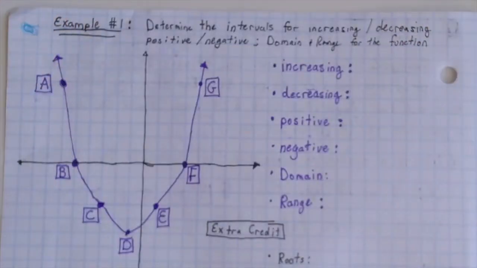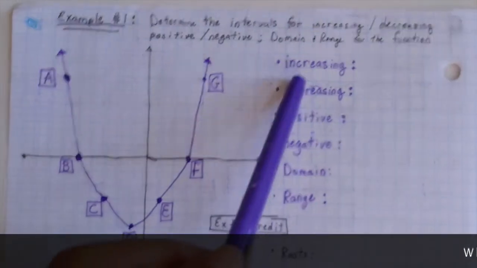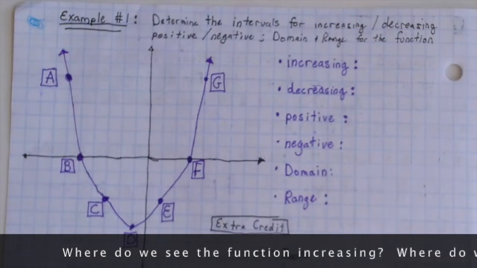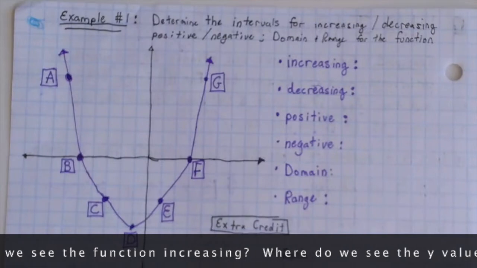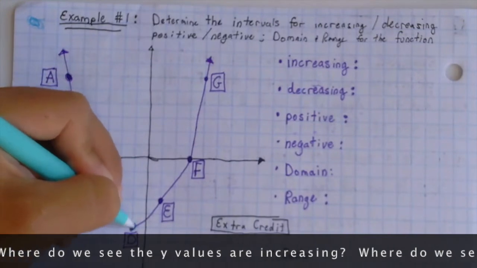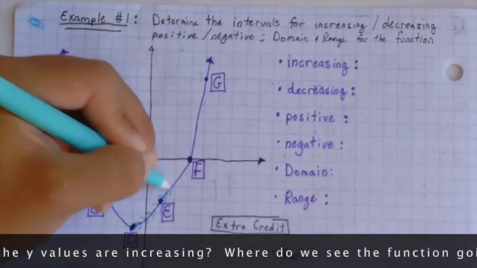Let's apply this knowledge in example 1. Determine the intervals for increasing, decreasing, positive, negative, domain and range for the function with the given points that are described as letters. Okay? So let's begin. Where do we see the function is increasing? Where do we see the y values increasing, going upwards? Right? And it is from point D all the way to infinity.